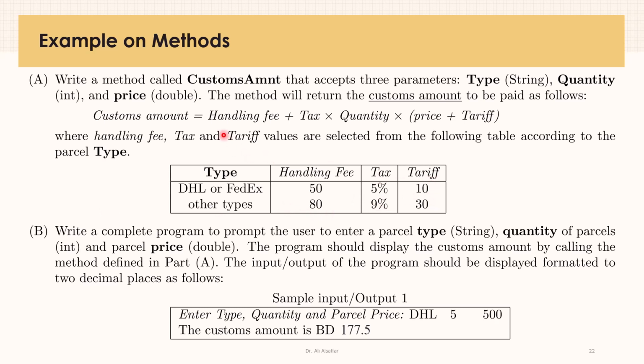Now, instead of writing a complete program that does all the job, we can write a method whose duty is just to compute the customs amount, given the type of delivery service as a string, the quantity of the parcel as an integer, and the price of the parcel as a double. And then we write the main method that calls this method whenever it needs to compute the customs amount for an input from the user. Let us go to JGrasp and show you how to write this method and how to write the main method to call it.